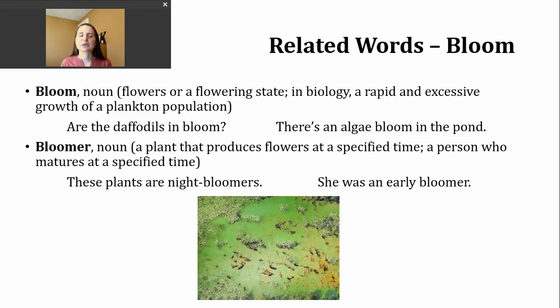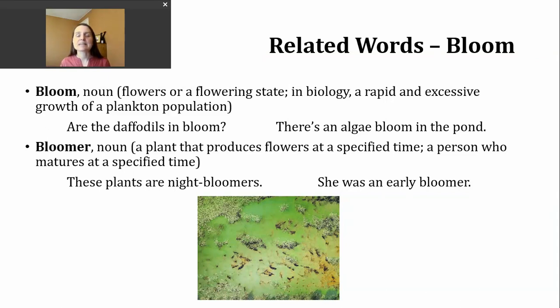The next word we're going to take a look at is bloomer. This is also a noun, and it can have a couple different meanings. It could be referring to a plant that produces flowers at some sort of specific time. Here's an example of that. These plants are night bloomers. So many people think of flowers in particular as opening up when there's sunlight, but there are different types of plants that might open up at night.